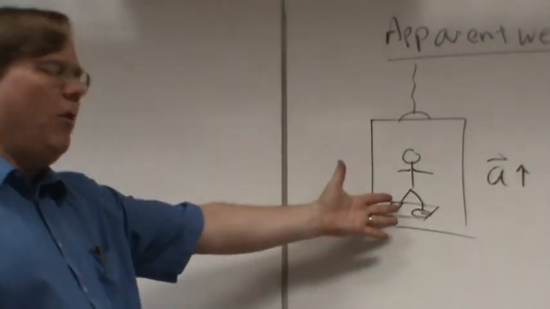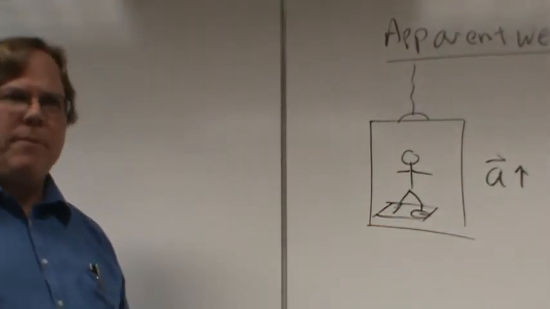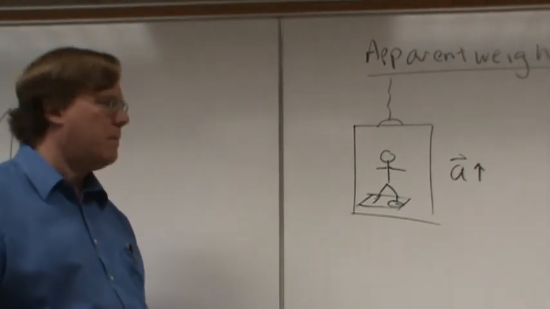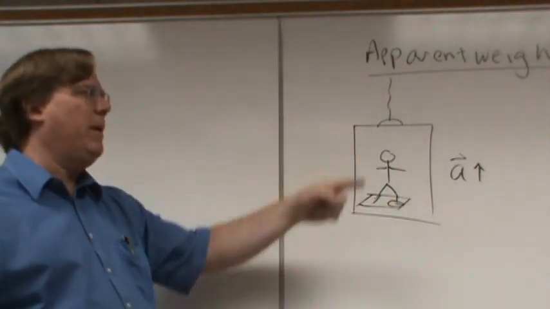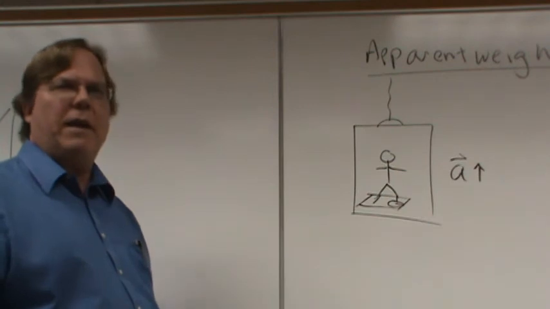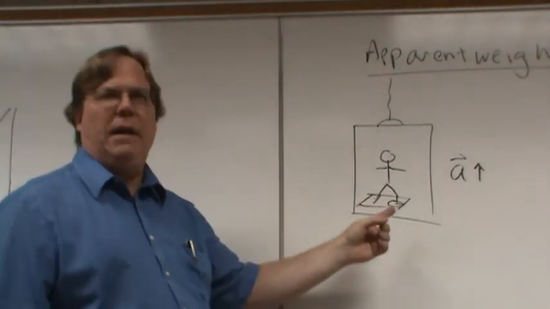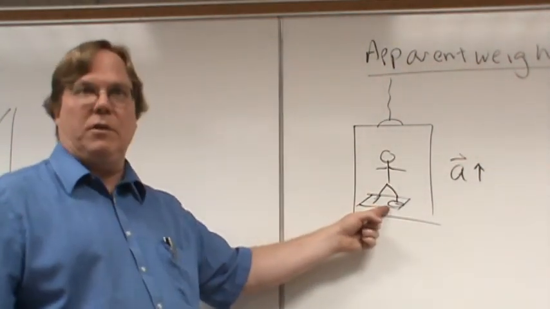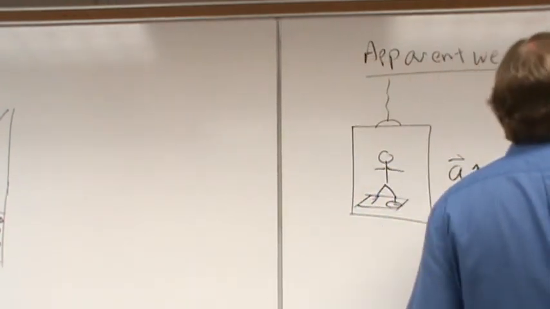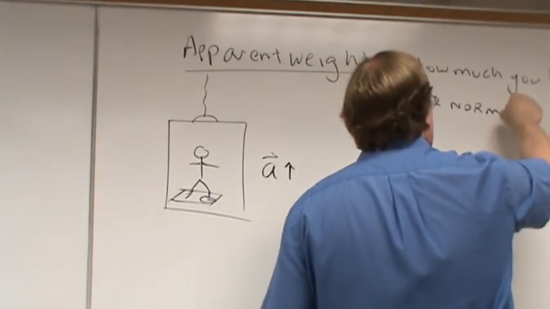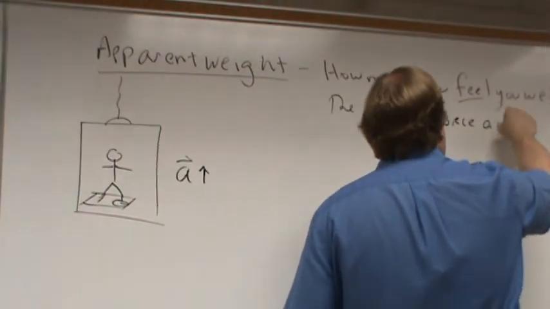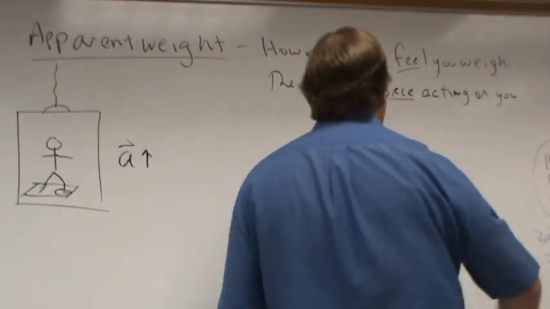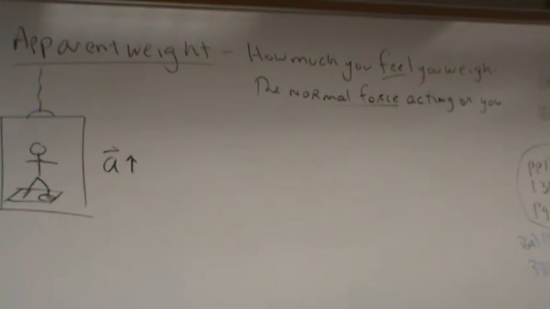Well, what do we call that force that the scale is exerting on me? Yeah, normal force. The scale is exerting a normal force on me, and the reading of the scale is going to tell me how much I feel that I weigh. So that gets me to the next thing, apparent weight. It is the normal force acting on you. That's your apparent weight: the scale reading, which is the normal force acting on you.